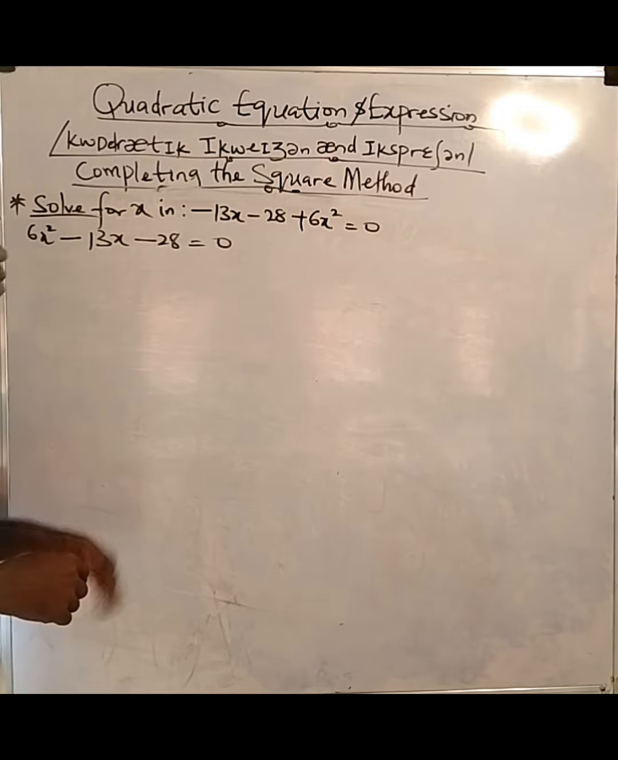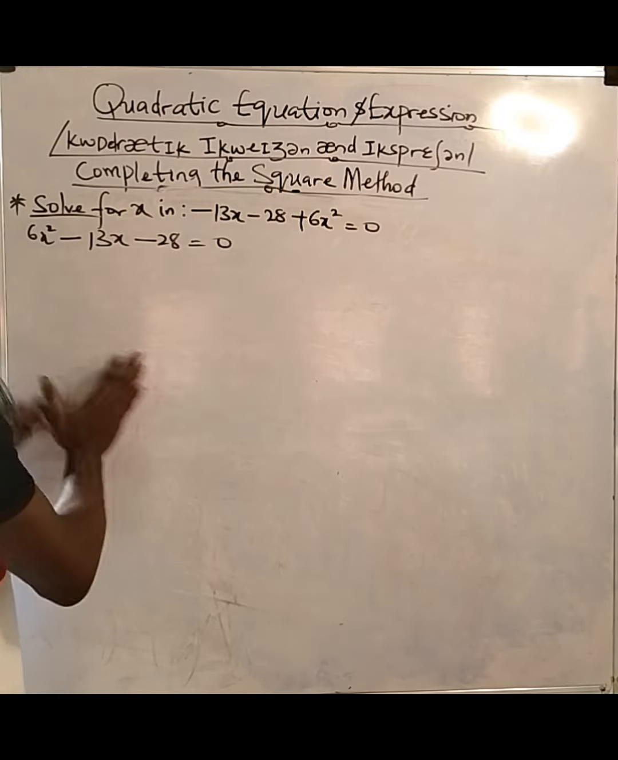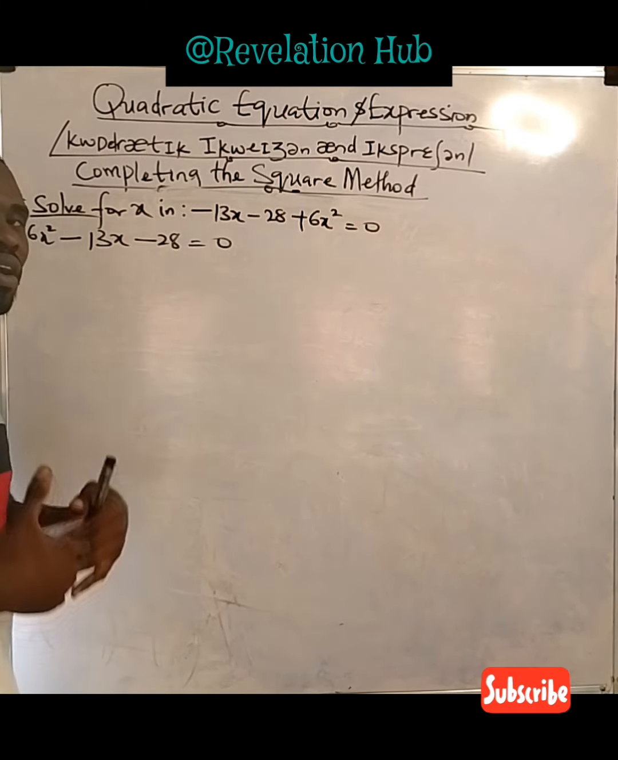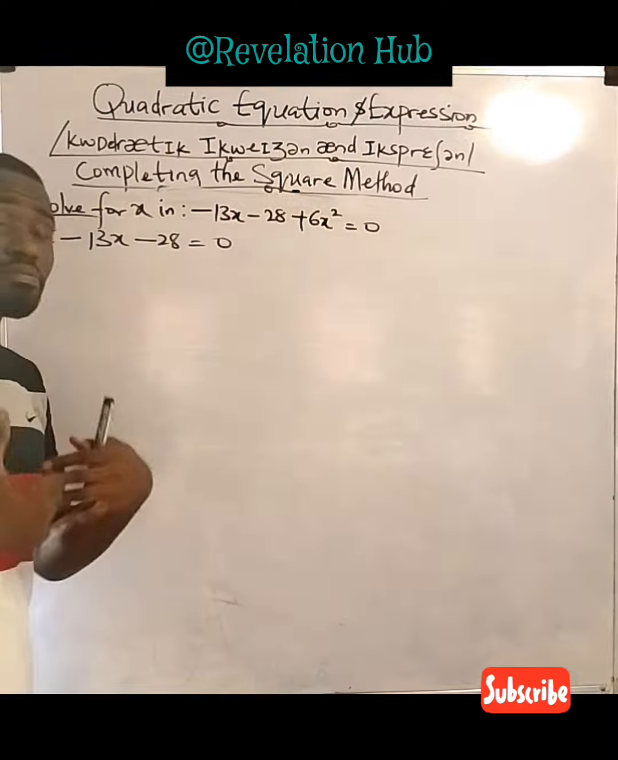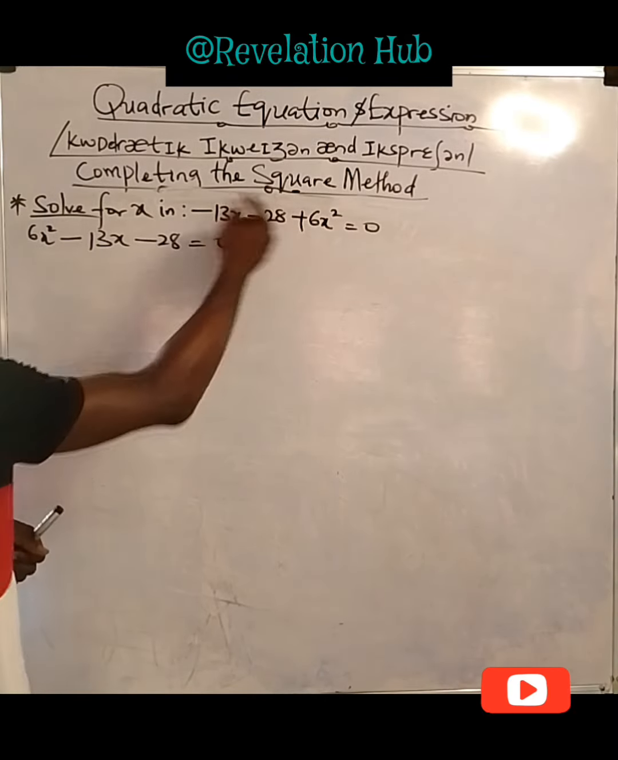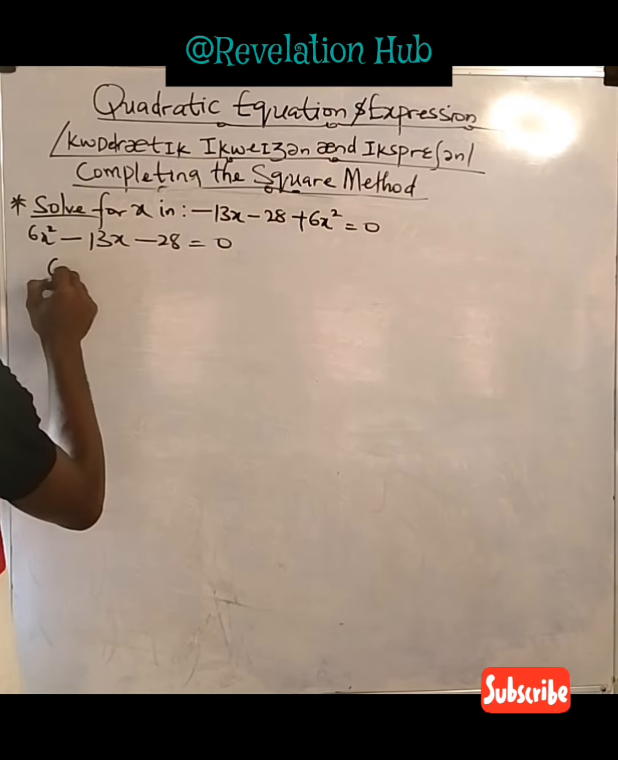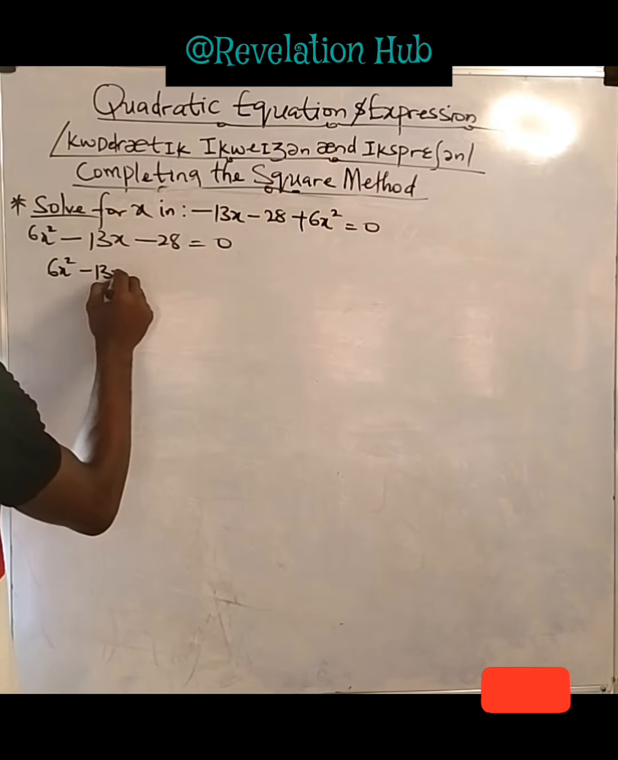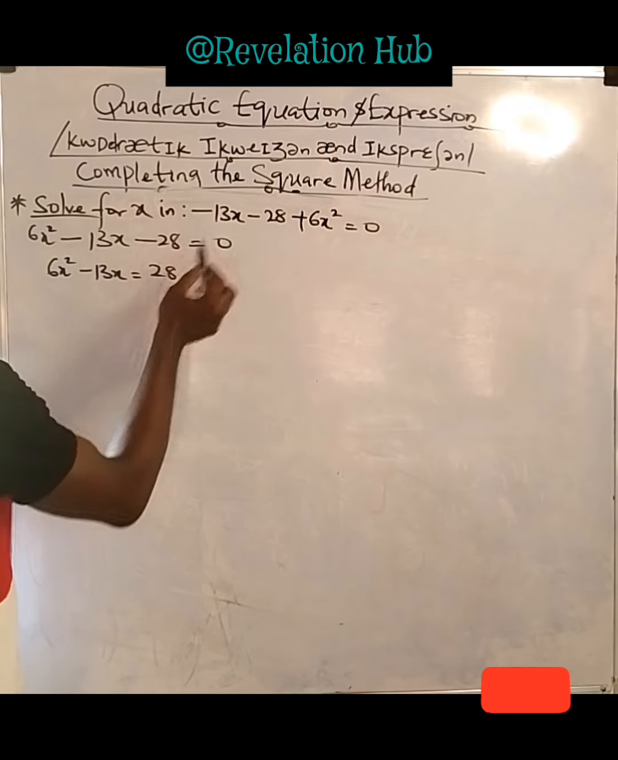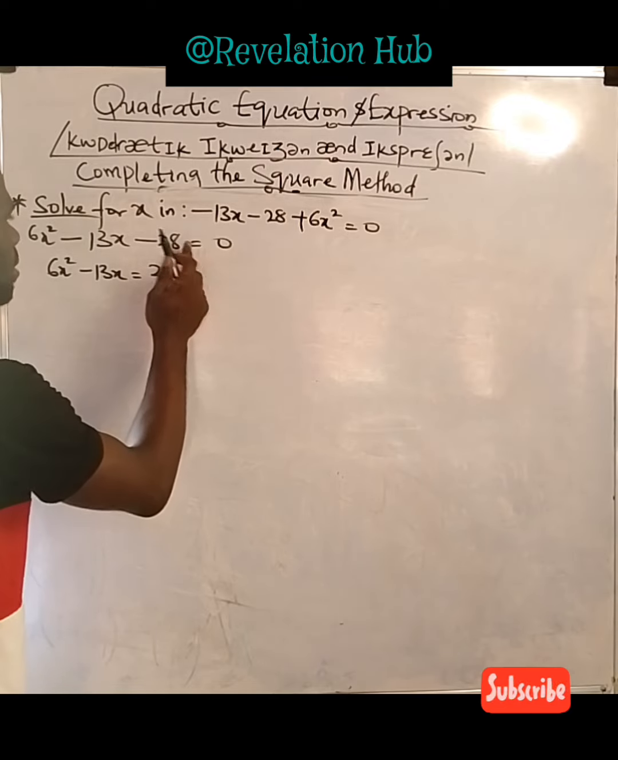Then the next thing we're going to do is to send the c to the other side. When we send the c to the other side, it gives us room to convert this into what I call a mini quadratic equation with identical roots, which really fits the method we are using, the completing the square method. So we send this over to the other side: 6x² - 13x, the c goes to the other side and becomes plus 28. When a number crosses the equality sign to the other side, it changes the sign.